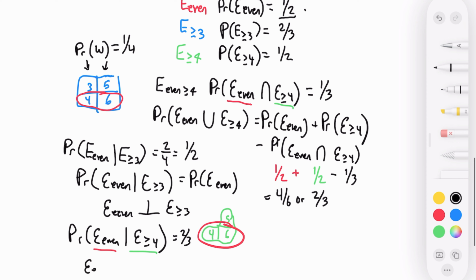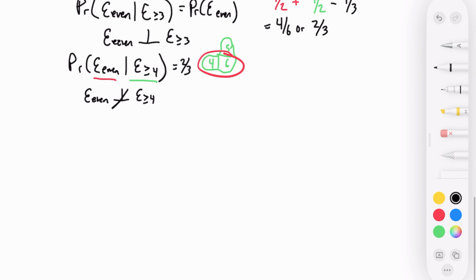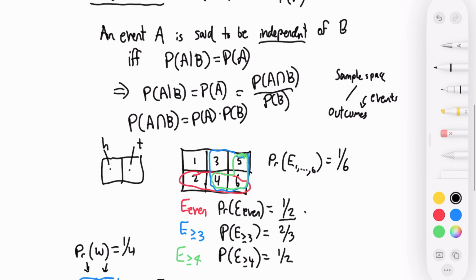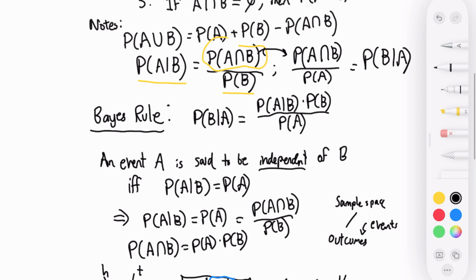So the event of getting an even number is not independent of getting a number greater than or equal to 4. In other words, getting a number greater than or equal to 4 actually tells me some additional information or helps me reduce the uncertainty in my calculation in some particular way. It gives me additional knowledge about things. So that is where this comes up.